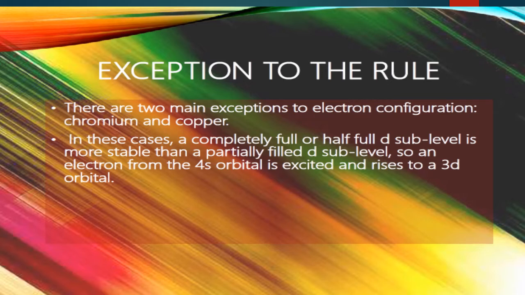Exception to the rule. There are two main exceptions to electron configuration, chromium and copper. In these cases, a completely full or half full d subshell is more stable than a partially filled d subshell. So, an electron from the 4s orbital is excited and rises to a 3d orbital.